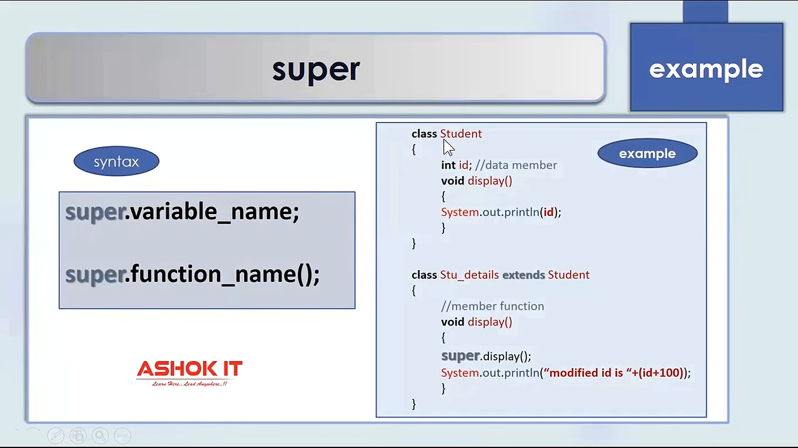So here we have an example student class with the data member ID and a method display that displays the ID. And then we have studetails class that extends student class. So studetails here is the child class of student class, which is redefining the display method of student. And in the same method, it is also invoking or calling the display method of student by use of super keyword. The super dot display when we write here, it refers to the display method of parent class.